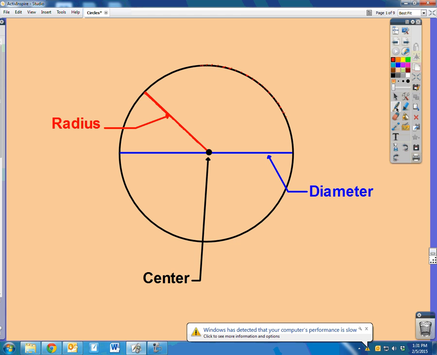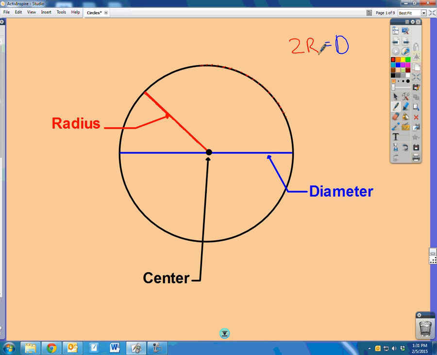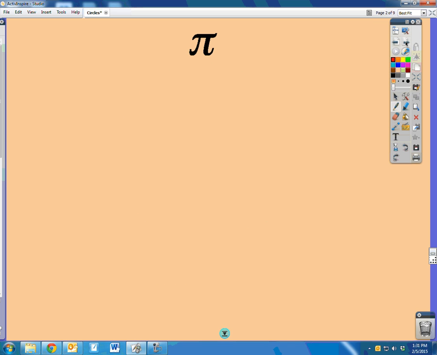An important thing to note, and you might want to write this down, is that the diameter is the same as two radii. 2 times the radius equals the diameter. If you have two radii, you get the diameter. So 2 times the radius equals the diameter. That's an important thing to note. All right, so that's some vocabulary.